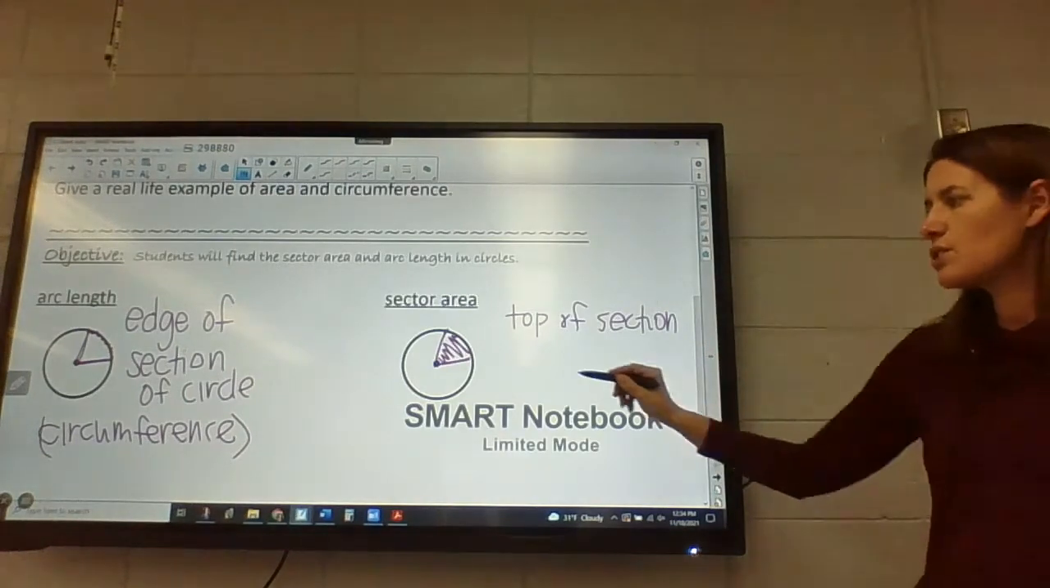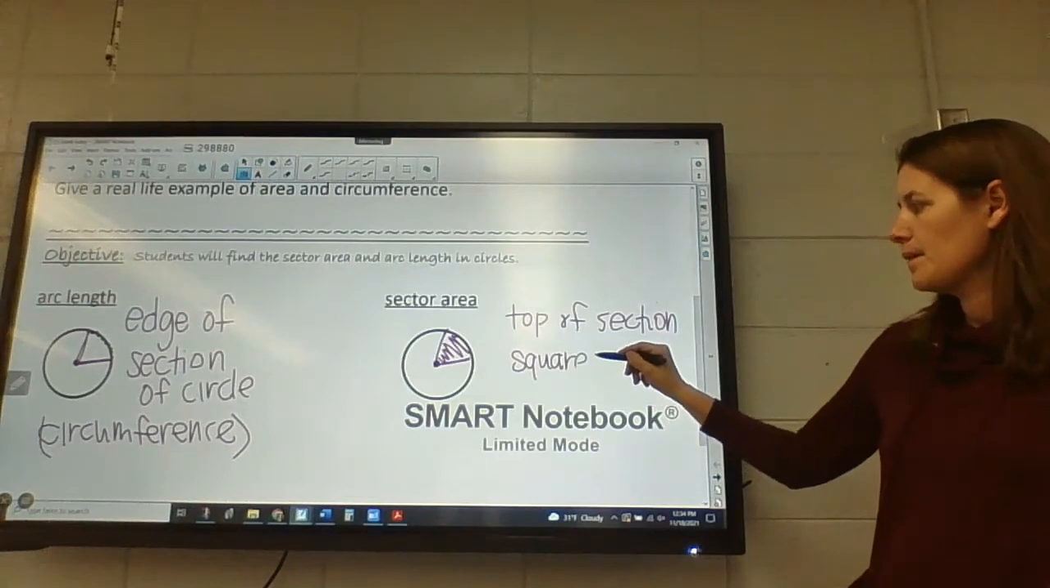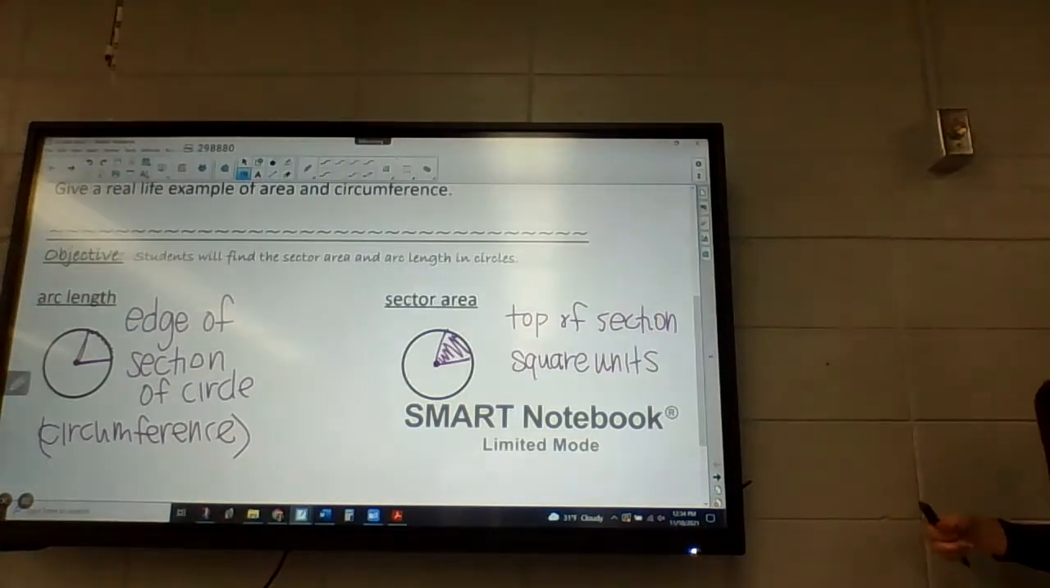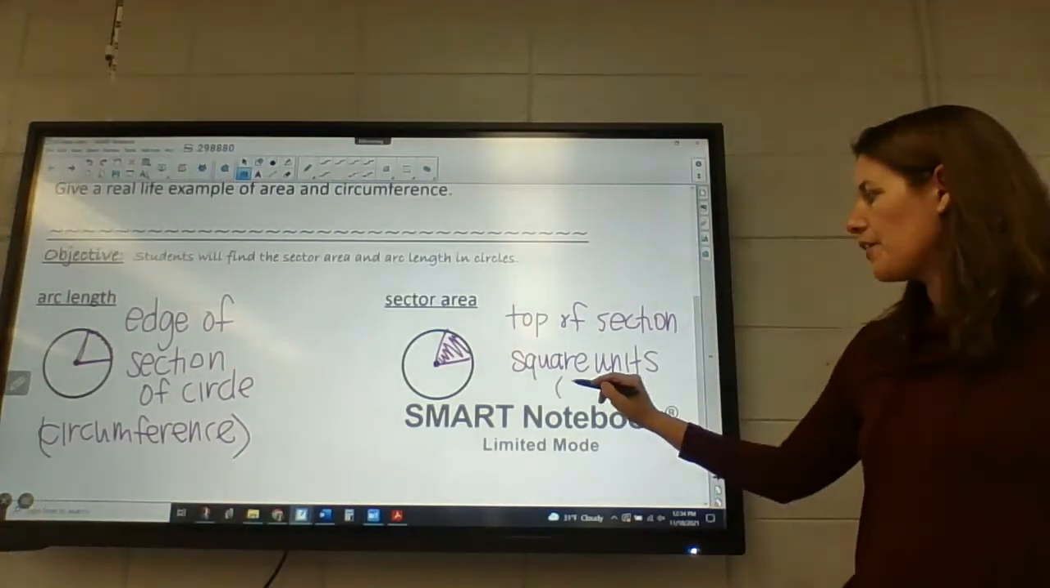And this is always square units because it's area. So again, when we have units like this, we want to make sure that we tell what kind of units they are. So again, feet versus inches, or square feet or square inches, whatever that happens to be. So again, this goes with area.